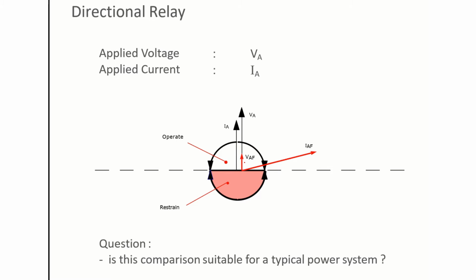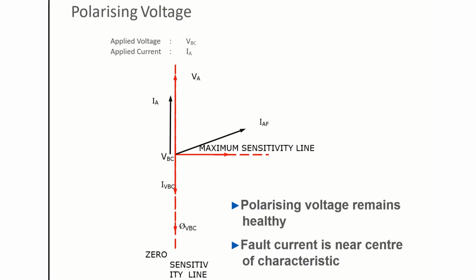But the problem is when the fault is very near to the source or very near to the relay. At that time this voltage VAF is going to reduce, and when VAF is very small, it is very difficult to determine the direction. So if we use VA, the A phase voltage, as the polarizing voltage for the A phase current, then for a fault very close to the relaying point, the relay may determine the direction incorrectly. So what are the other options?